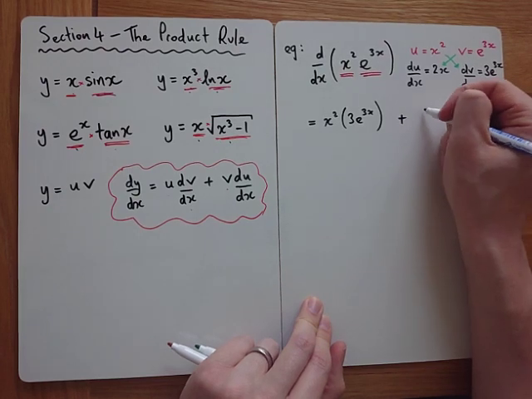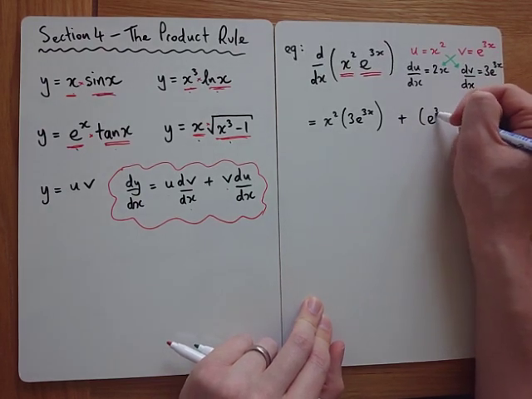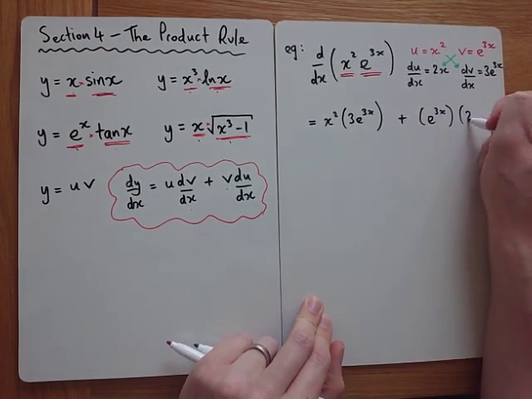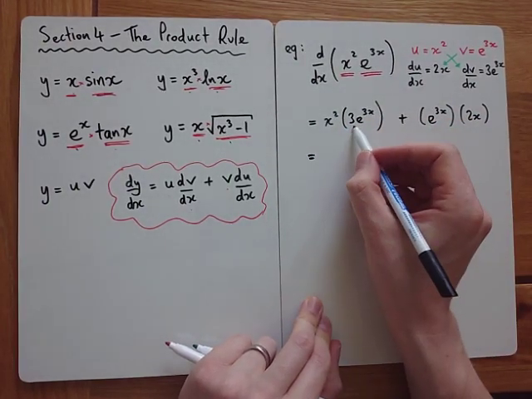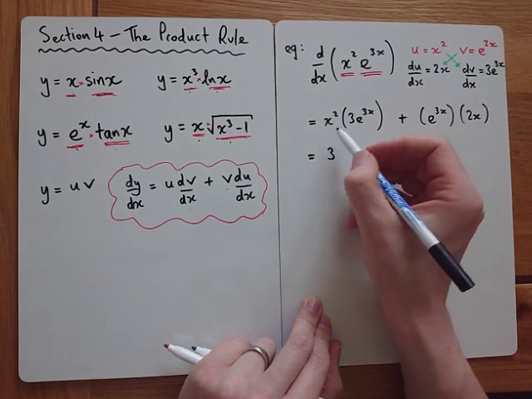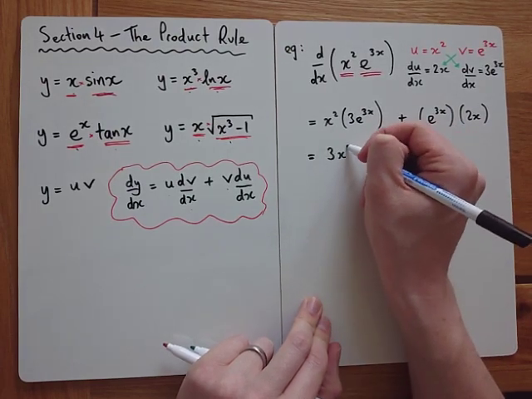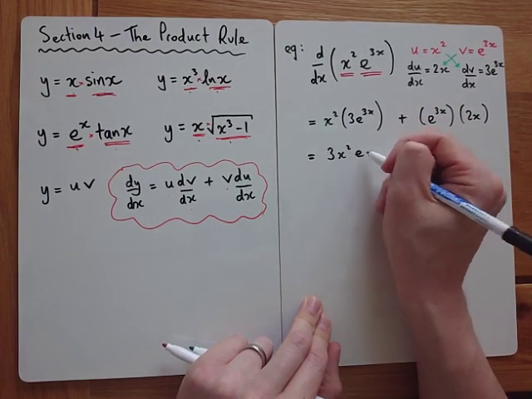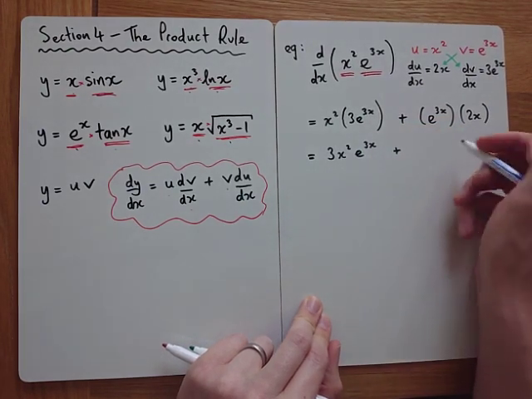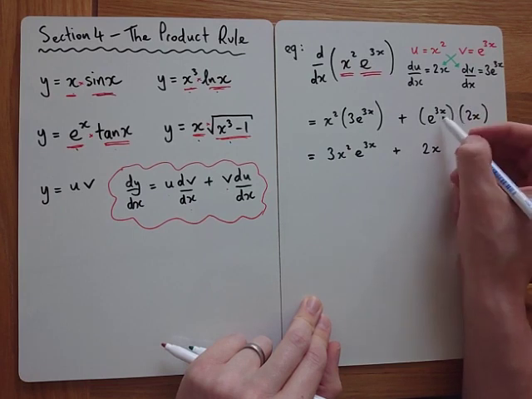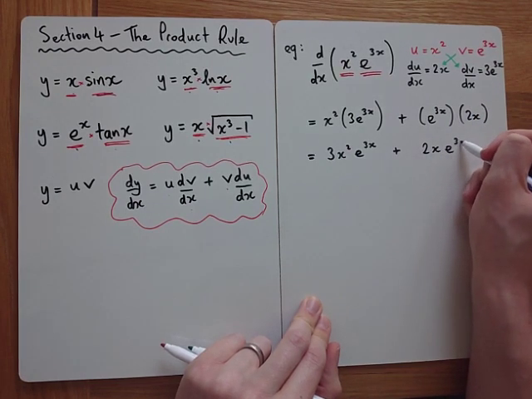And then we've got v times du, which would be e to the 3x times 2x. So tidying this up, always put the number at the front. So we've got 3. Then the algebra comes next, x squared. Put the exponential at the end. e to the 3x plus 2x e to the 3x. Okay.